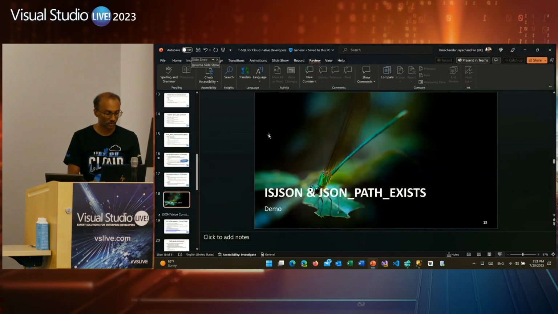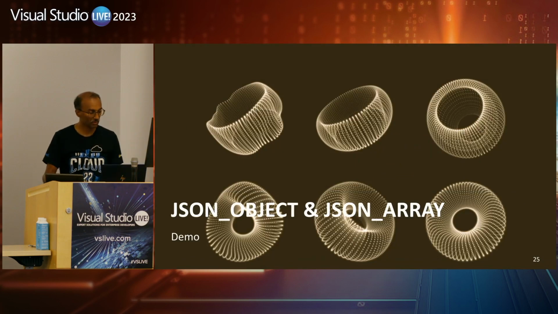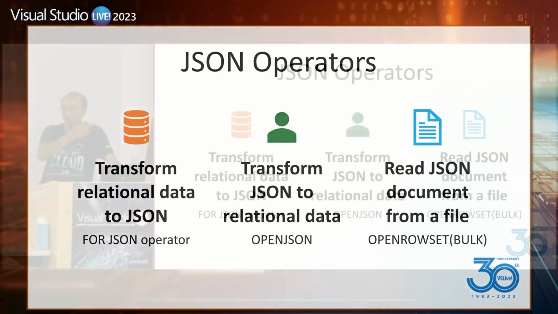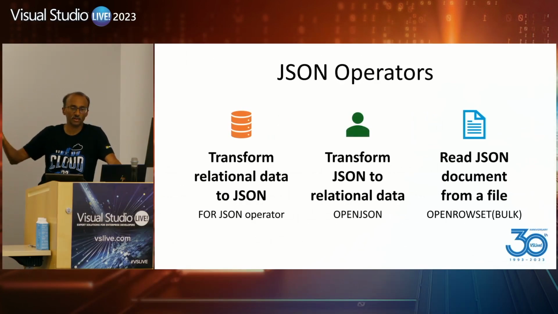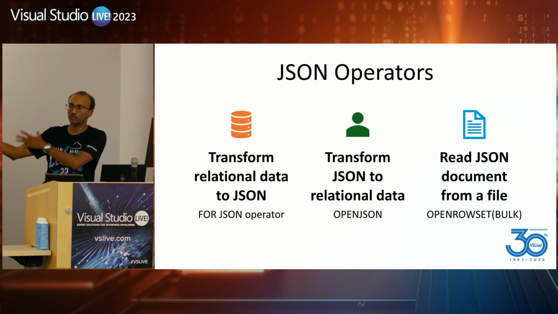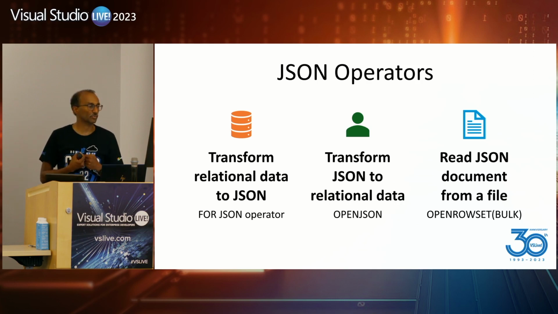Okay, so let's head, oops, where is it? Back here. What was the last one I had? Yeah. So JSON operators, these are the three operators which are there. I mean, the last one is not really specific to JSON, but it can be used to read JSON documents. The FOR JSON, I showed you that it takes a relational data set and transforms it to JSON. OPENJSON is another one which takes a JSON document and produces a relational result set out of it, right? It's a reverse scenario.